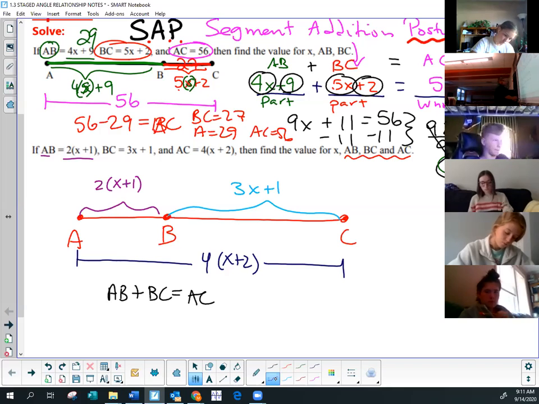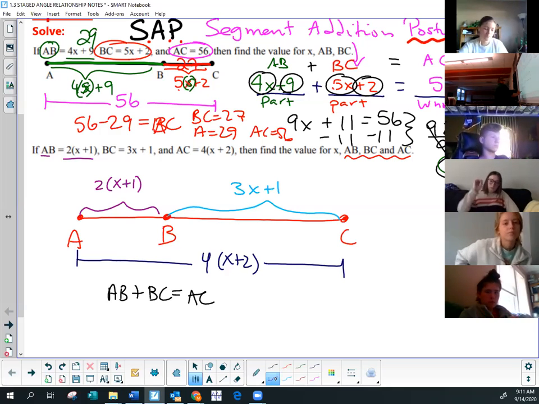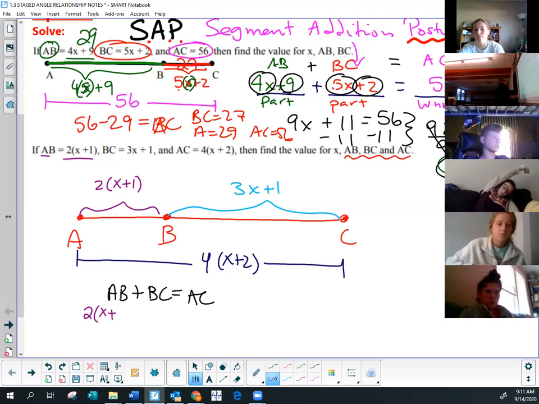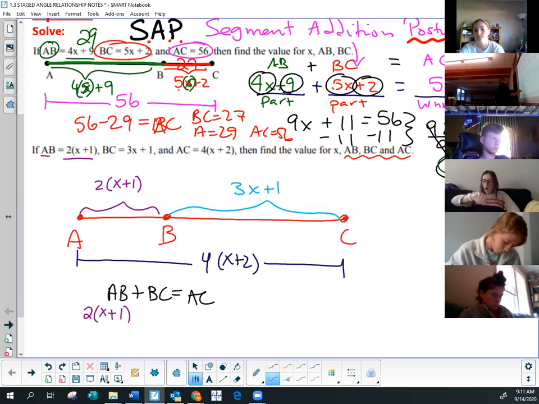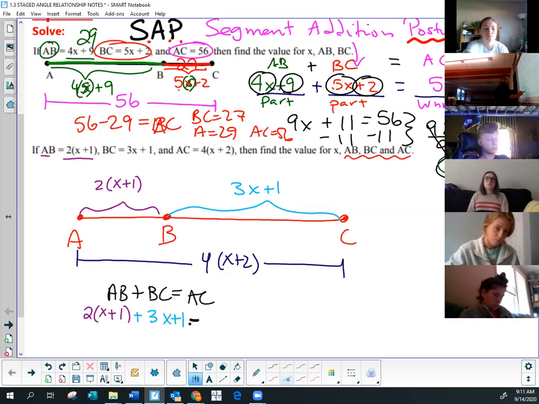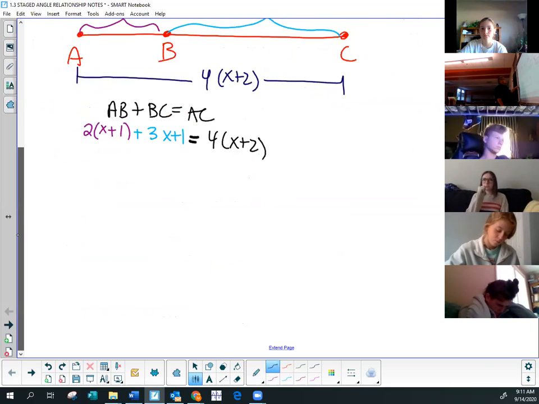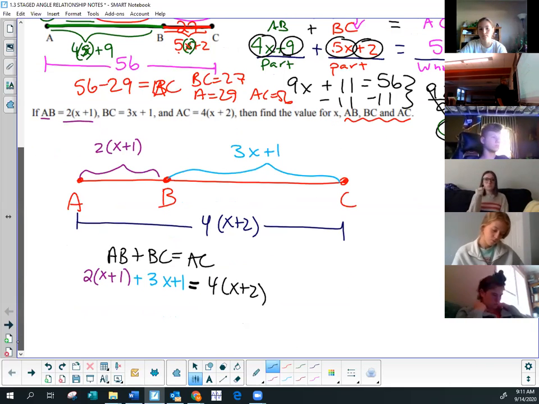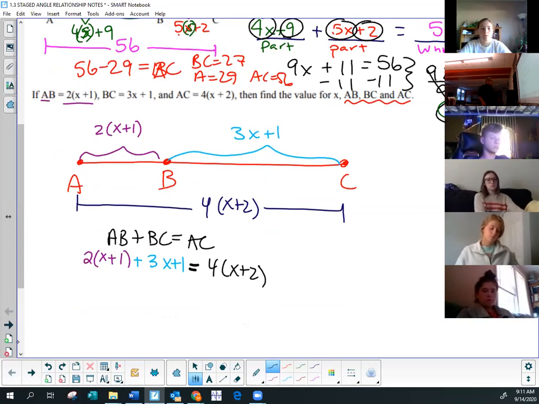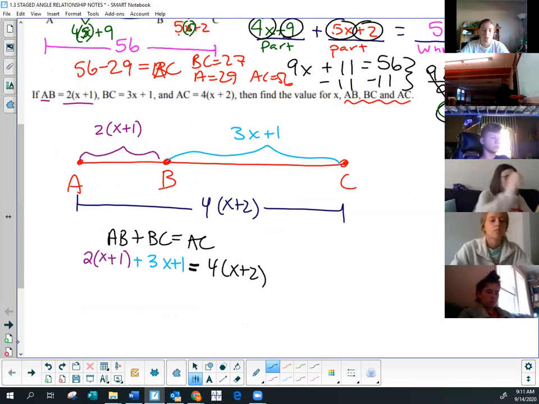Okay, so now comes the substitution. AB should be the same as 2 times a quantity x plus 1. BC should be the same as a quantity 3x plus 1, and that's positive, so I'll keep it as a plus sign. And then AC is defined to be 4 times a quantity x plus 2. All right, so they try to throw a little wrench in here to get you to mess up with the parentheses. But you know how to handle that. What's the term, starts with the letter D, that helps us handle these parentheses? Distribute. Yeah, so let's do that.